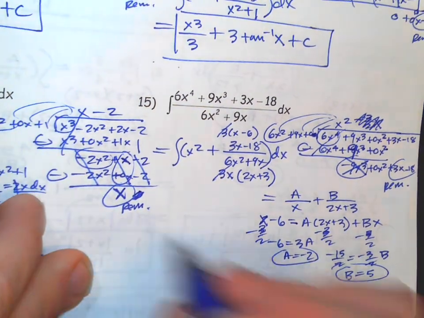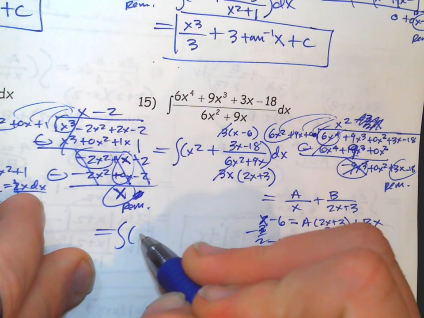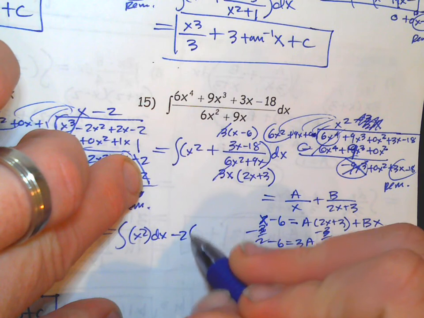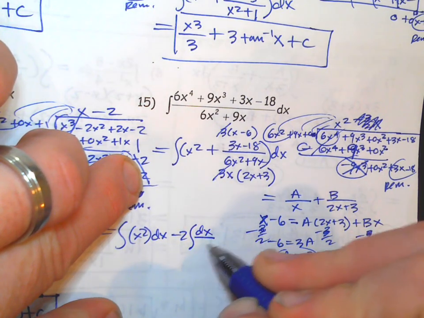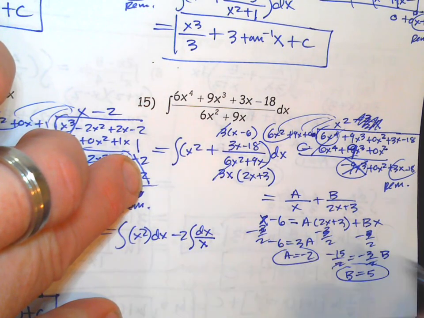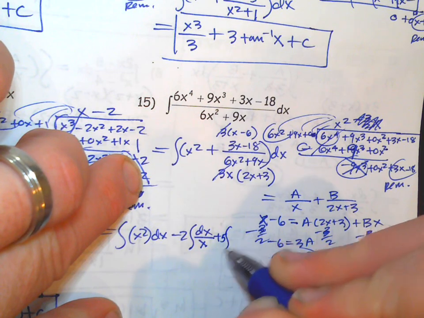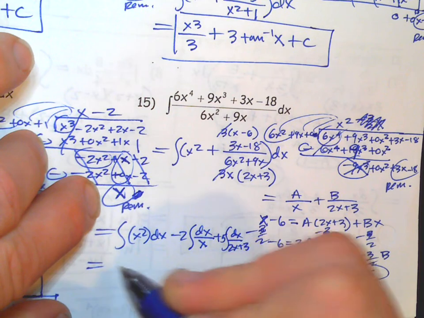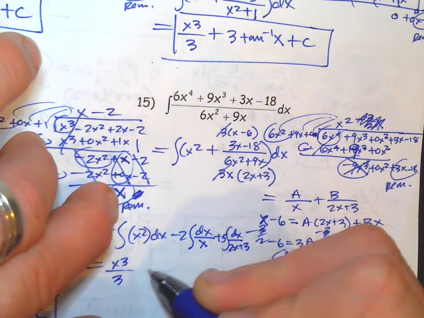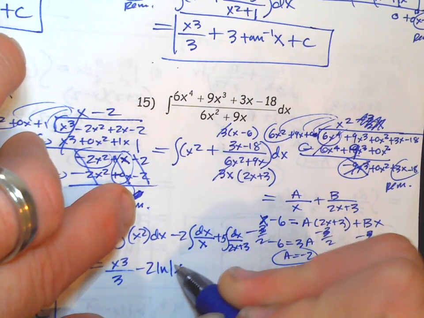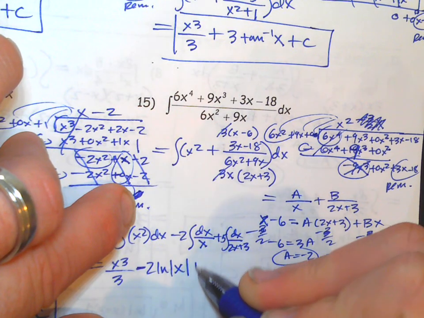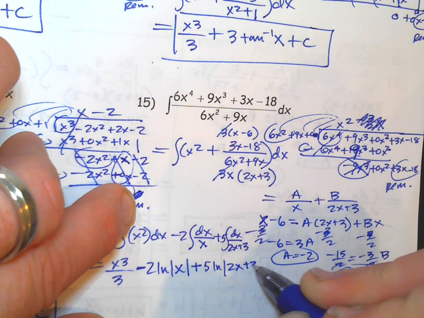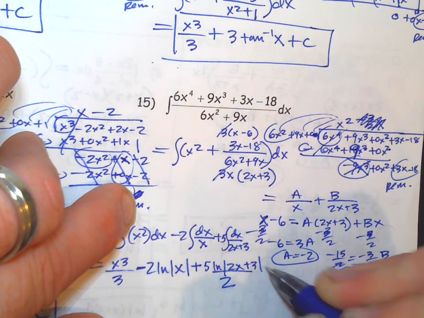Okay, so now we're going to rewrite this as x squared dx minus 2 dx over x plus 5 dx over 2x plus 3. So this is going to be x cubed over 3 minus 2 natural log of the absolute value of x plus 5 natural log of the absolute value of 2x plus 3. But chain rule is going to spit an extra 2 out, so we've got to divide by 2, plus c.